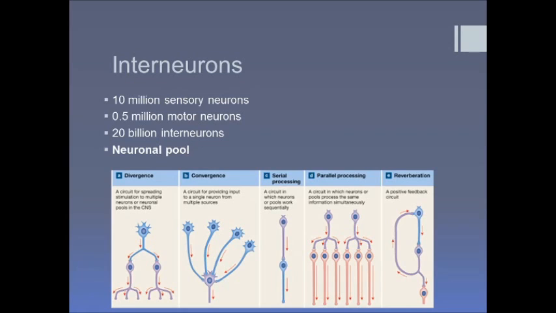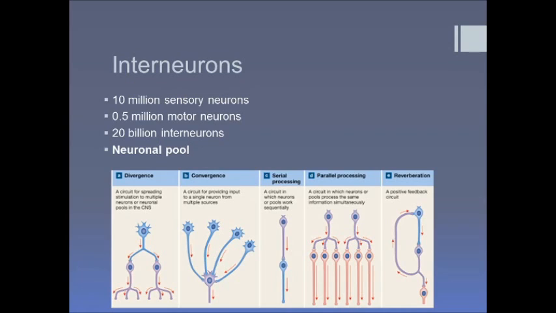We also have interneurons, which far outnumber regular neurons. So there are 10 million sensory neurons, 500,000 motor neurons, but 20 billion interneurons. Interneurons are just the place where sensory and motor neurons meet, how they converge to share information.